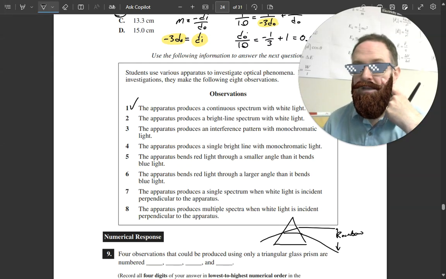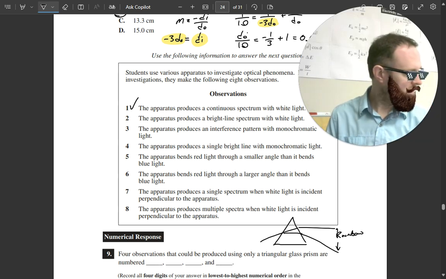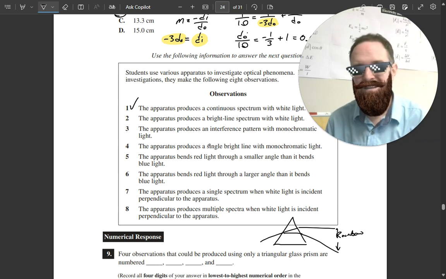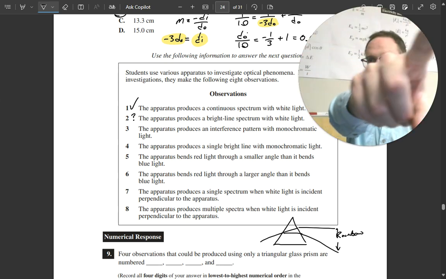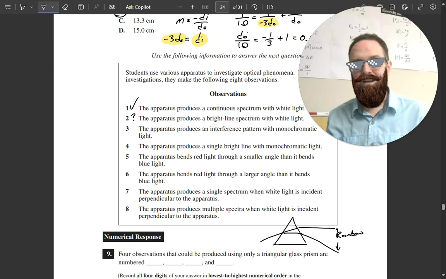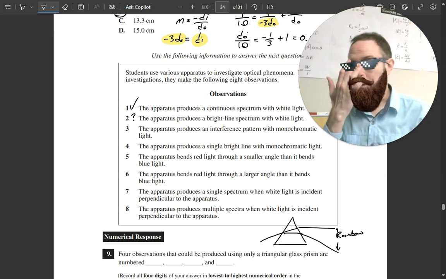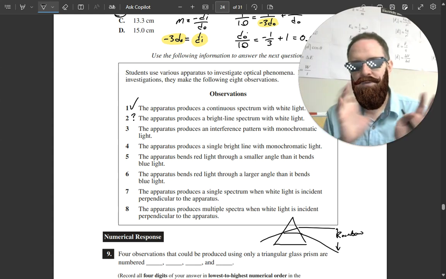It could produce a bright line spectrum using white light. Maybe, because it depends on how the white light is made, right? Like the white that's on the screen right now, that's just produced by 3 different colors. So I think what they mean by white light is the whole rainbow, right? Not a fake white. I'm going to put a little question mark beside that.